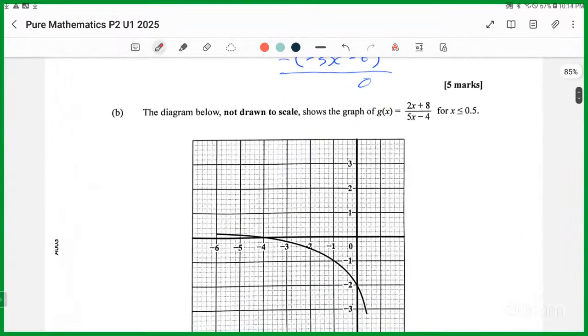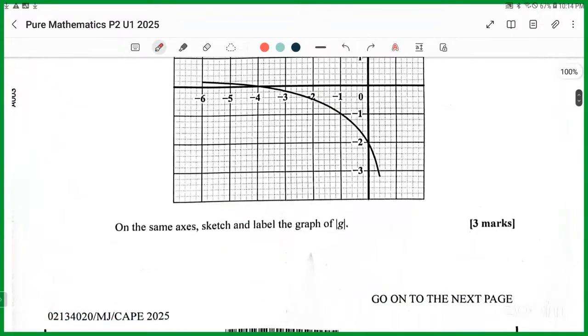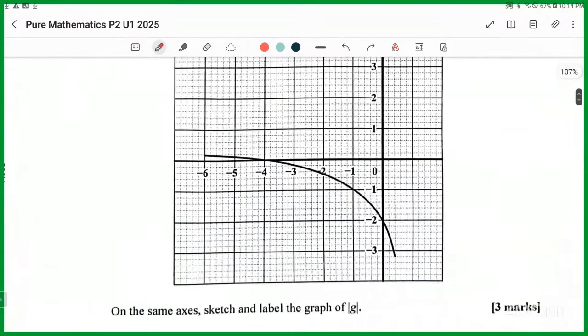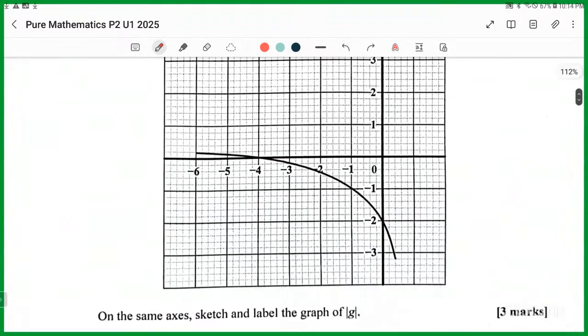This question says, diagram below not drawn to scale shows a curve g of x. It's a rational function. X less than or equal to 0.5. And it says, on the same axis, we have to sketch and label the graph of the modulus of g. Modulus of g means that to get modulus of g, we just need to reflect this negative part of the graph over the x-axis. All right, now this part of it that is already above the x-axis will remain.